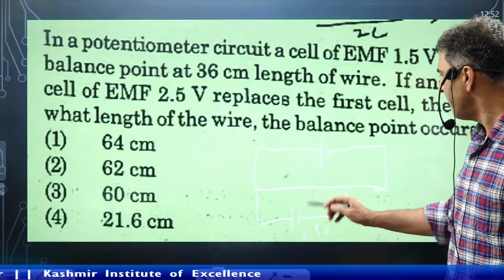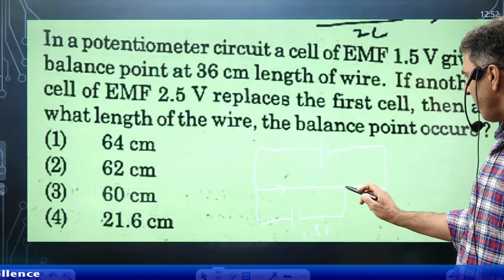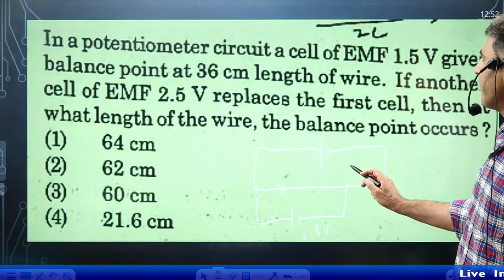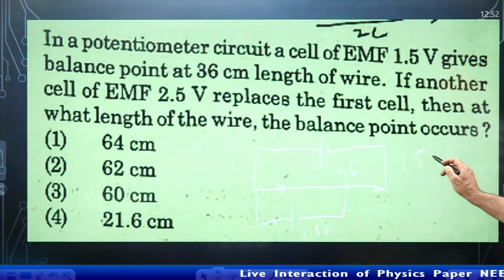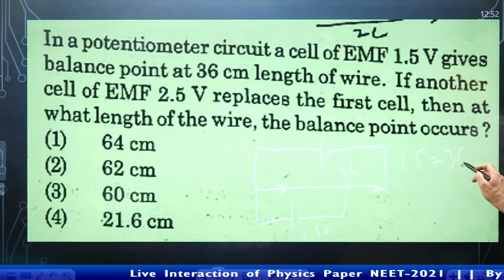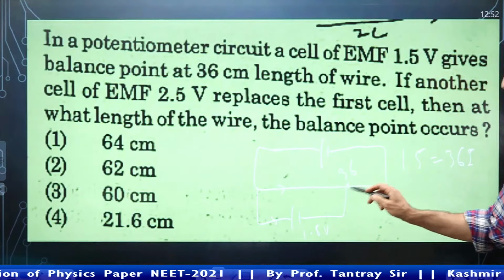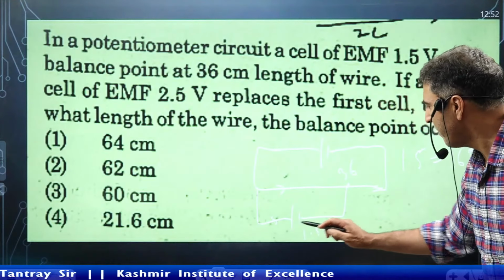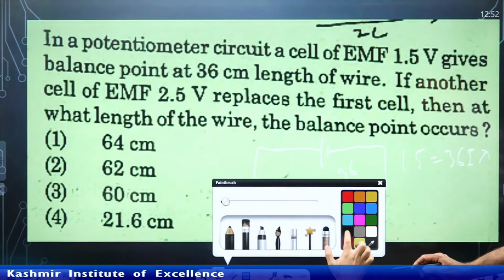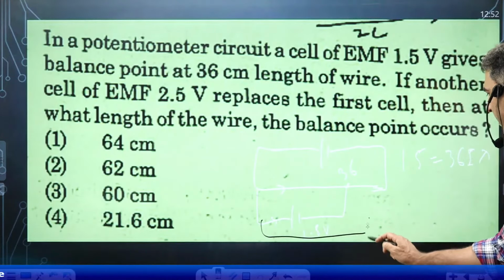And the balance point comes, means there is no current through this. Current all comes through this. That's the balance point. The balance point comes at 36 centimeters. So 1.5 volt is equal to 36 centimeters, that is the length, into current, into obviously the resistance also of this part, maybe that is lambda, resistance per unit length. And now you connect one more, you just rub it off and connect one more, that's here.